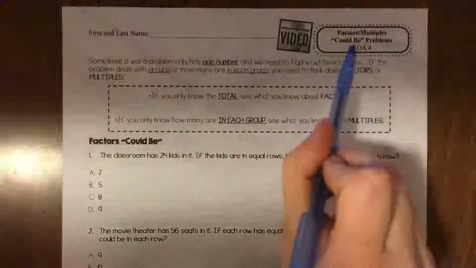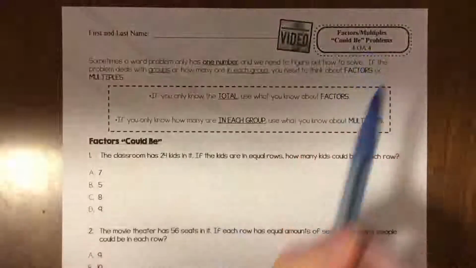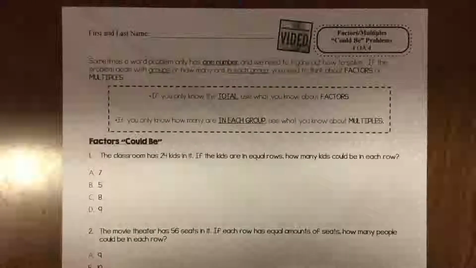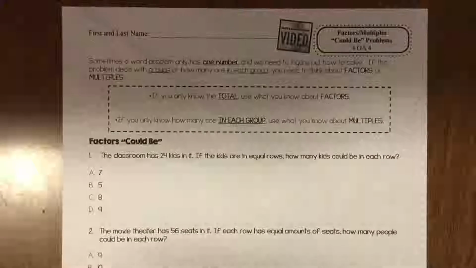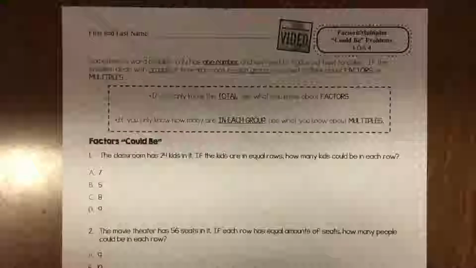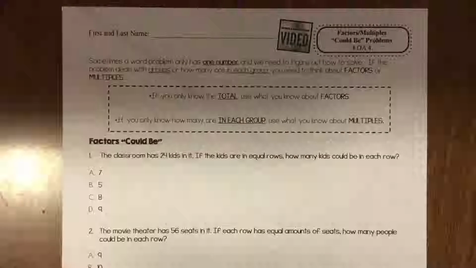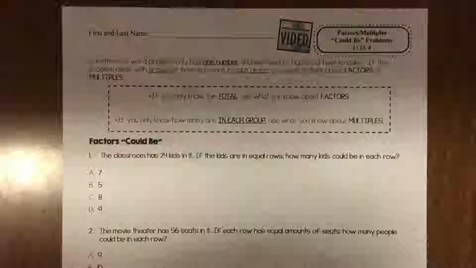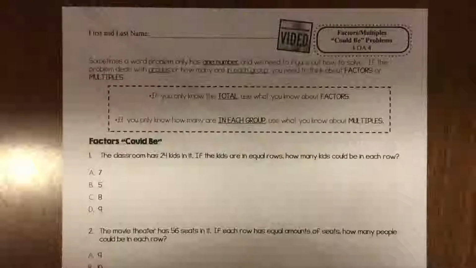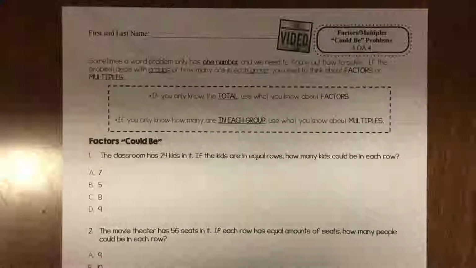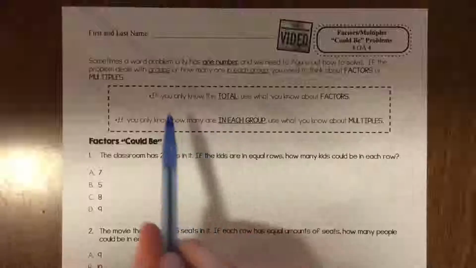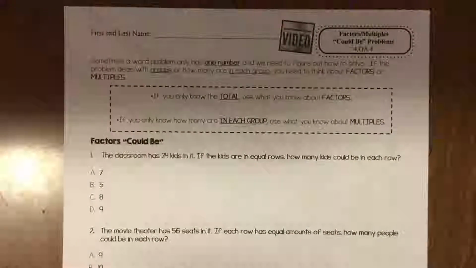We are looking at factors or multiples could be problems. These are word problems where they will tell you one number that you know and it will say could be in it. If you see one number and the hint could be, it usually means that you're going to try to solve it by thinking about factors or multiples. So you can use this box up here as a guide to help you.